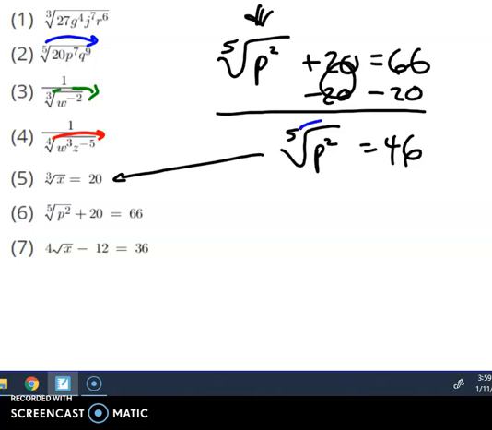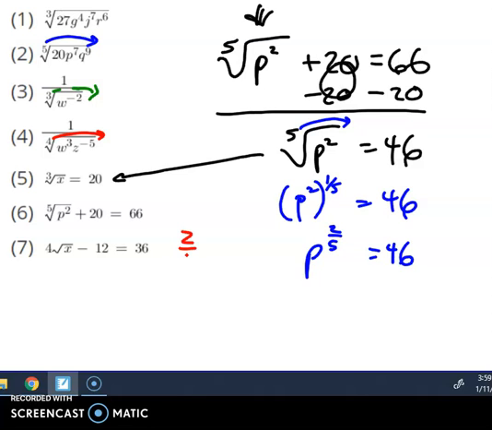So when we move that 5 over, it's going to be p squared raised to the 1/5 exponent equals 46. And then we multiply the exponents together, so it will be 2 times 1/5, which is 2/5, equals 46.